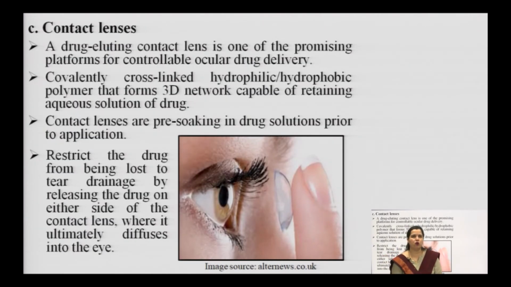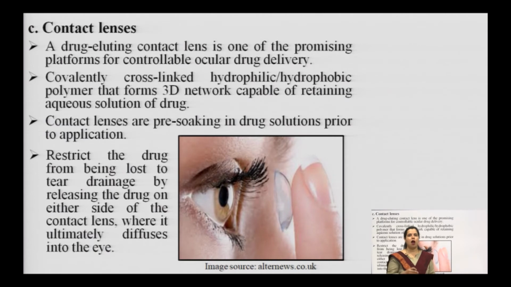Now, we will discuss contact lenses. In the last session, we also had some basic information on Ocuserts and contact lenses, but now we will discuss it in detail here. A drug-eluting contact lens is one of the promising platforms for controllable ocular delivery. It can be used in general life. You see that many people are using contact lenses instead of spectacles, but it can be used from a medication point of view as well, right.